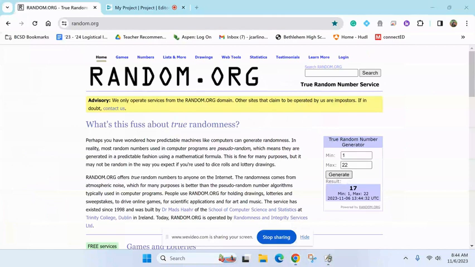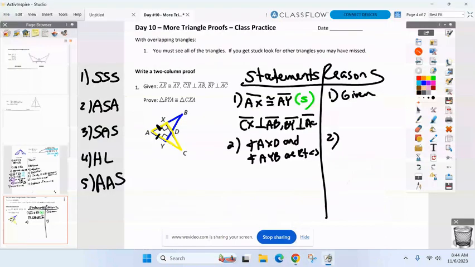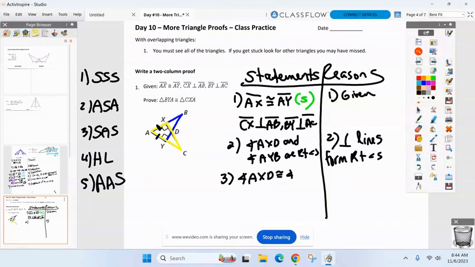Dylan, why are they right angles? Perpendicular lines. Good. And now you can tell me they're congruent. And again, even if this is going to end up being an HL proof, do I need to tell you the right angles are congruent? No, but I'm not going to take off for it either. So let's put it in there. All right angles congruent.